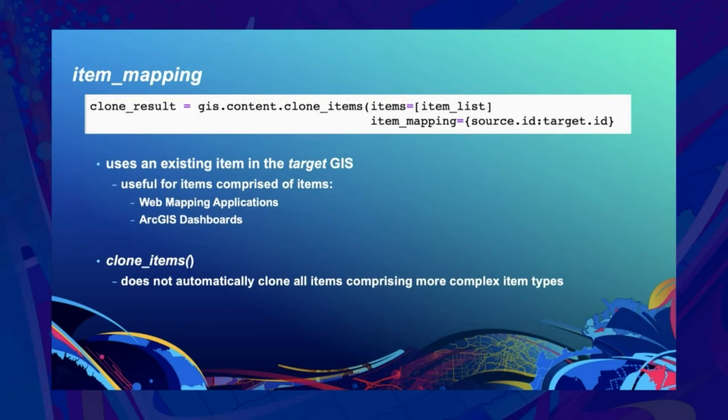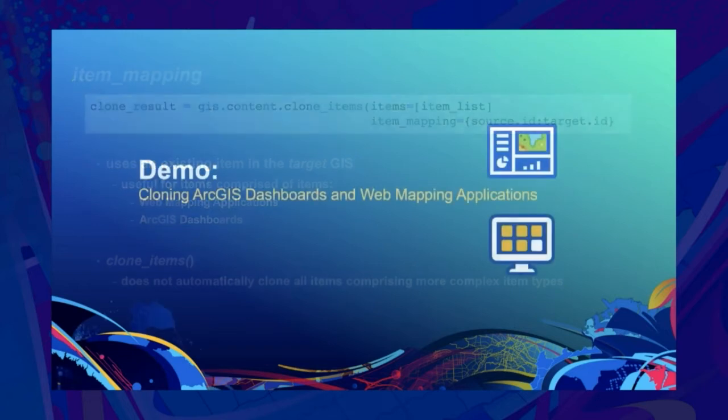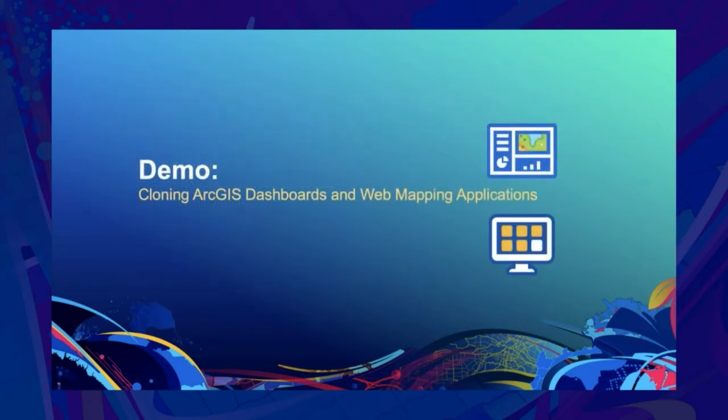The clone_items function does not automatically clone all the items comprising some of these more complex item types. So to witness how this item mapping parameter works, let's move on to cloning a dashboard and a web map application so we can see how these parameters work.